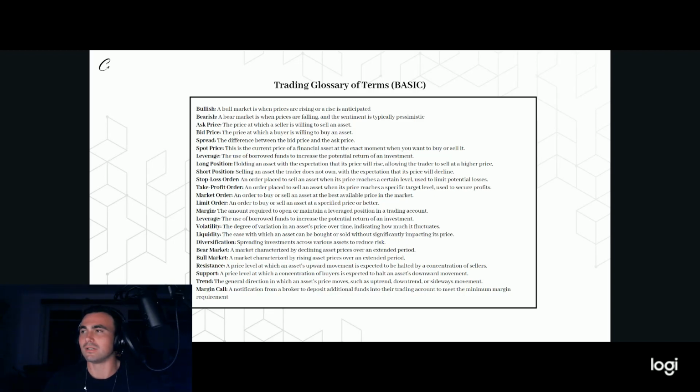Margin call, just saying it sends shivers down my spine. A notification from a broker to deposit additional funds into their trading account when the minimum margin requirement is reached. Essentially, when you're leveraging, you have a minimum margin requirement to upkeep to keep that position from being liquidated. As the market goes against your position, your available margin decreases and you'll therefore reach a point where you have to top it up, especially if you do not have a stop loss and are at risk of being liquidated. Not a nice call to receive.